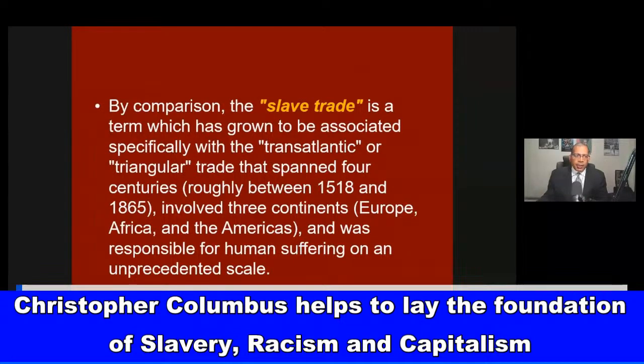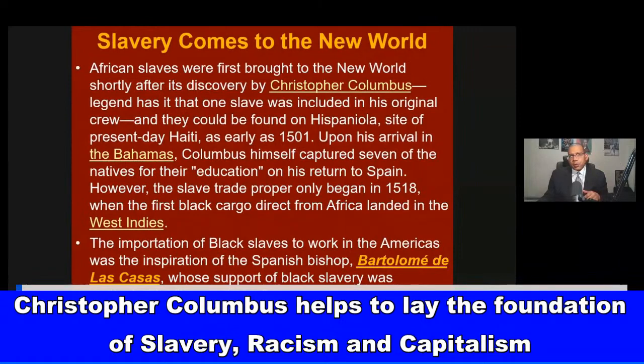Now, Brazil doesn't abolish slavery until 1888. 1865 is when it is abolished in the United States, but Cuba doesn't abolish it until 1886, and it's 1888 in Brazil.